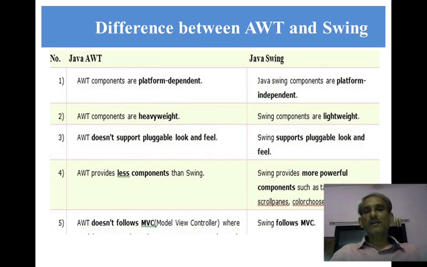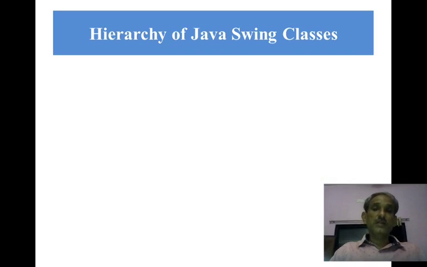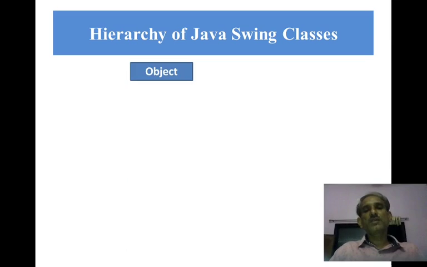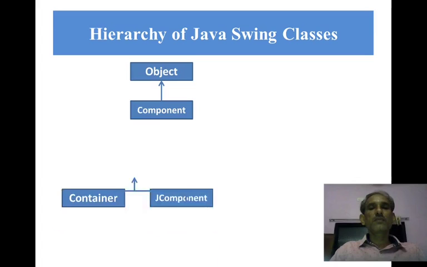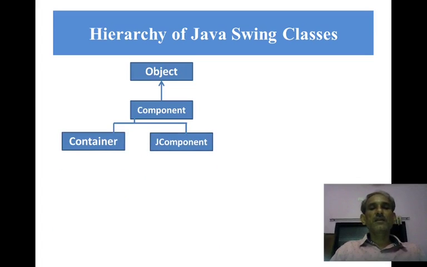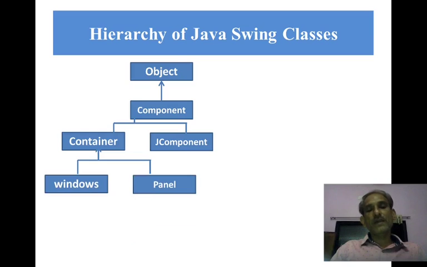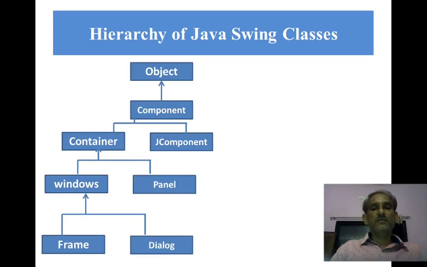So Swing has a lot of advantages over AWT. The hierarchy of Java Swing classes is as follows. On the top of the hierarchy there is one class known as Object. From the Object class, Component is the class. Again, the Component class has two subclasses, that is Container and JComponent. Container has Window and Panel. Again, Window means Frame and Dialog.